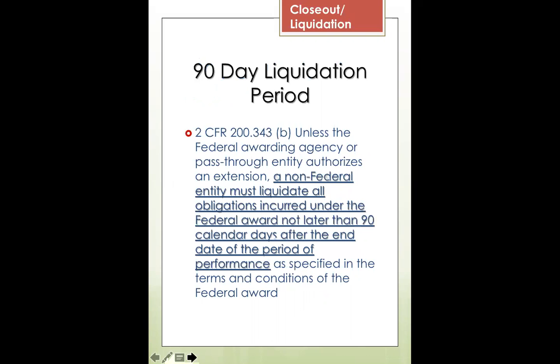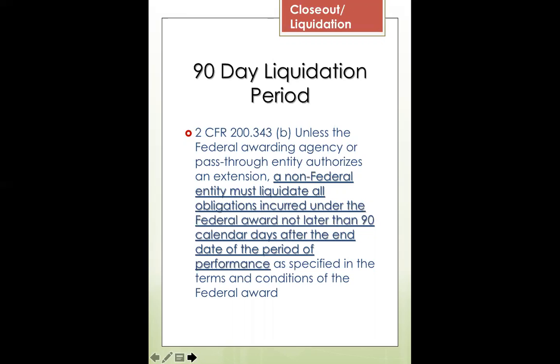Now, all that sounds good, I obligated, but you have 90 days from the time of that obligation to liquidate those funds. So at the end of the grant period, you may say, oh, I got a contract and so I obligated the funds by September 30th. Now you have 90 days to pay the bill. Okay, so the money's got to go out the door within 90 days.